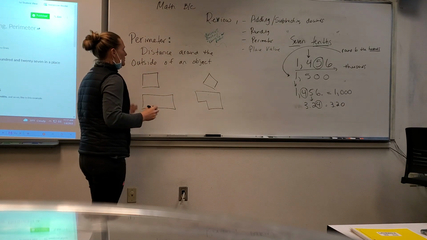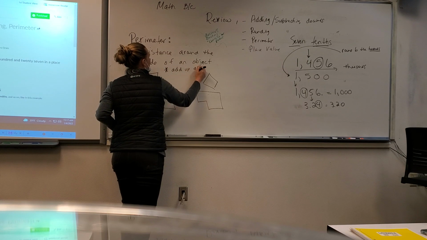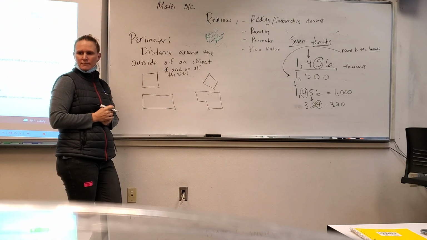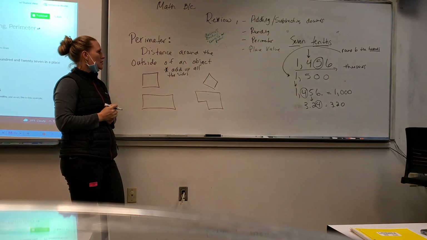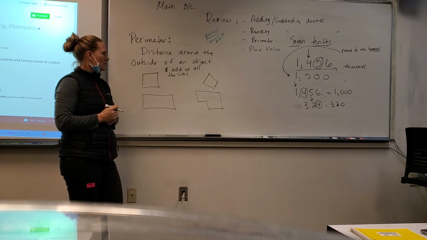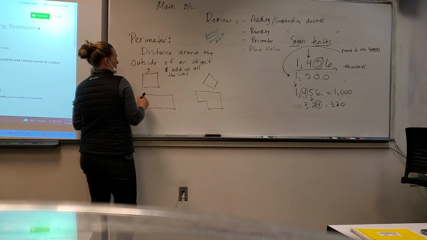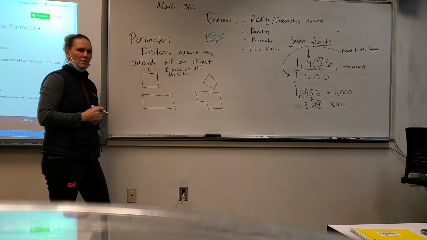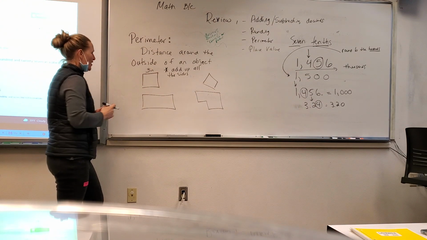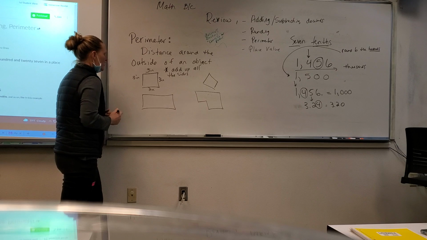So to do perimeter, we're going to add up all the sides. That's it. So to do perimeter, we add up all the sides of an object. If this square has, let's say, 3 inches, what do we remember about a square? All sides are the same. So the final perimeter of this square, Dominique, would be what? 12 inches. Fantastic.